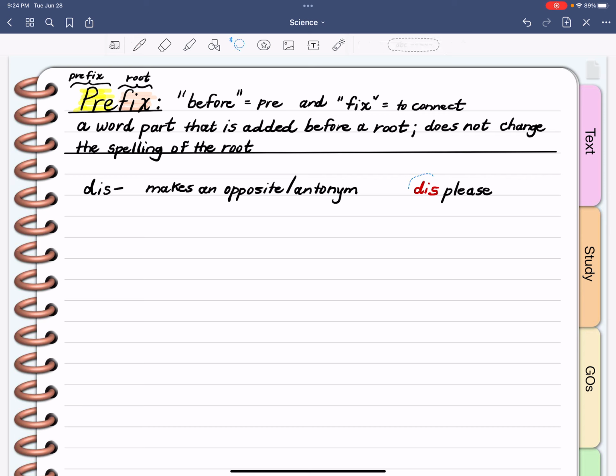Another example. These are both verbs, but that's okay. Let's use the word or the root connect. Connect means to put together. Connect one thing to another thing. As soon as I add dis, I've made the opposite. I've turned it into disconnect, or unhooking things together. So those are both good examples of the prefix dis.